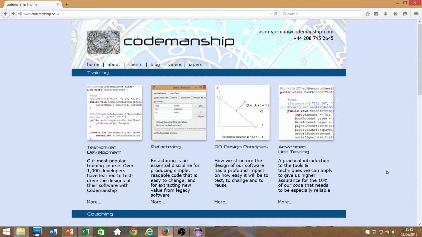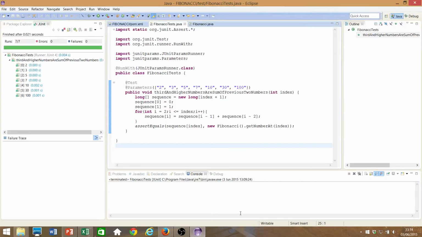In this screencast I wanted to answer a question, or attempt to answer a question, that comes up quite often in TDD training and coaching. And to illustrate that question, I'm going to show you a little bit of code. So here's a parameterized test for a Fibonacci sequence generator, something that calculates Fibonacci values at a particular index, a particular position in the Fibonacci sequence.